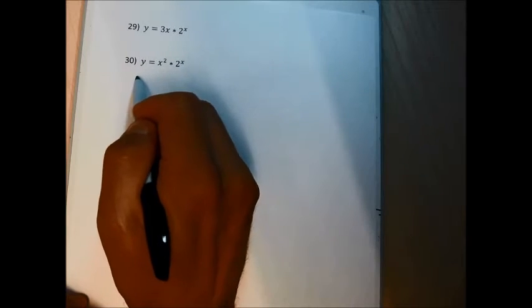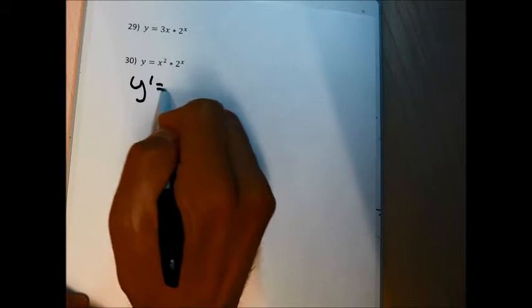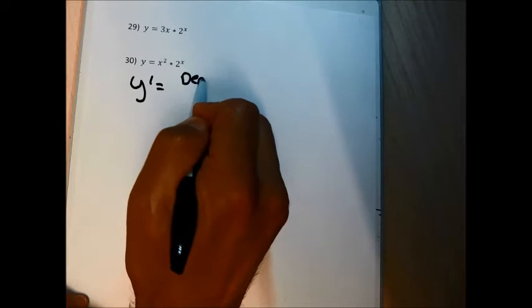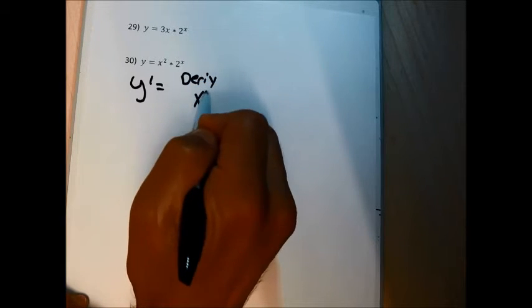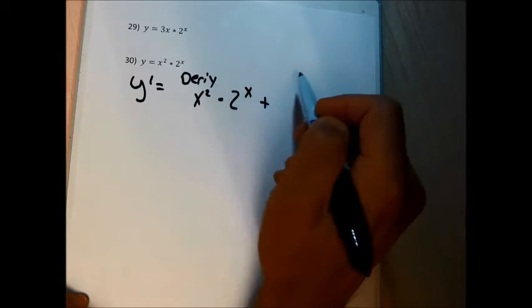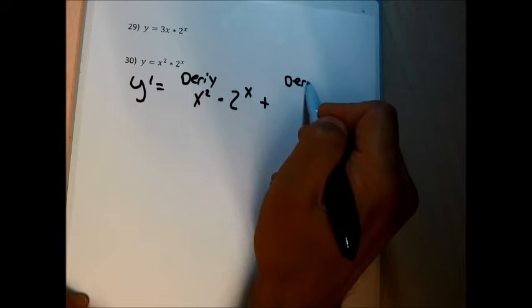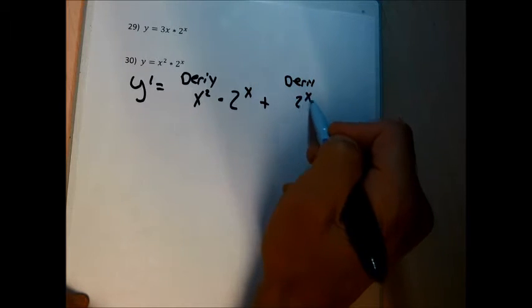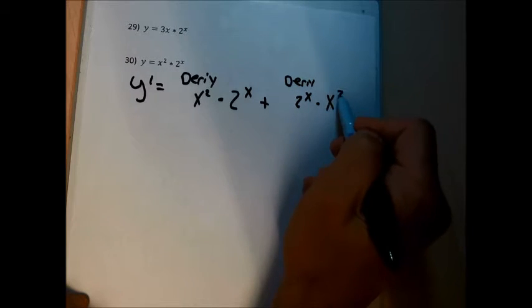(30) is a product rule because there's multiplication. Product rule says I need to do the derivative of the first factor, so y prime is going to have the derivative of x squared times the 2 to the x unchanged, and then plus the derivative of 2 to the x times the x squared unchanged.